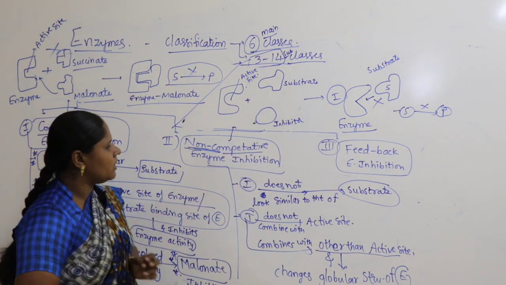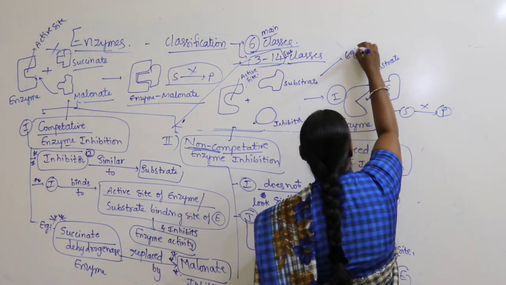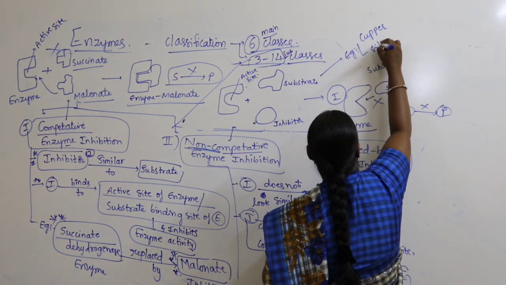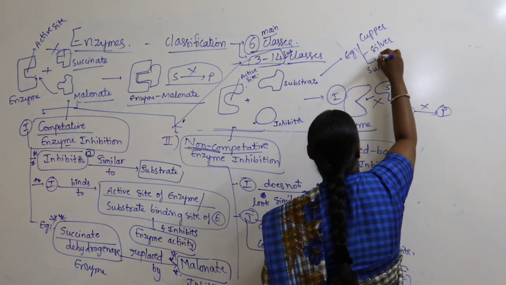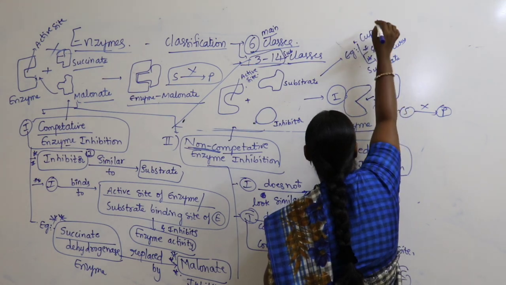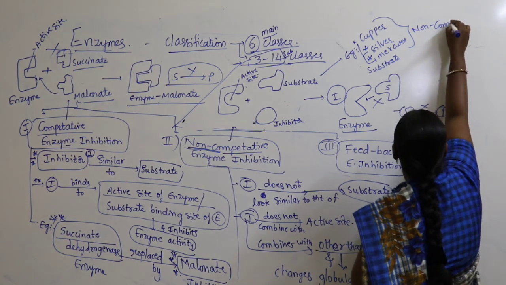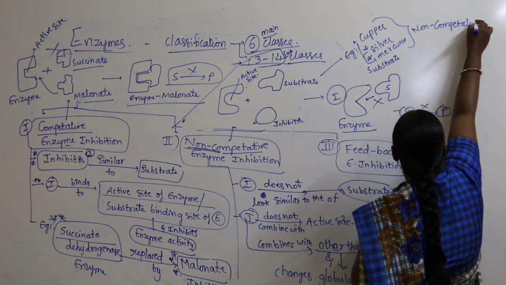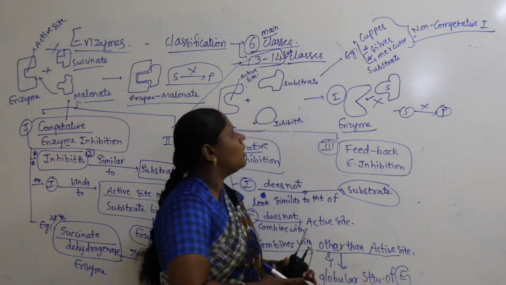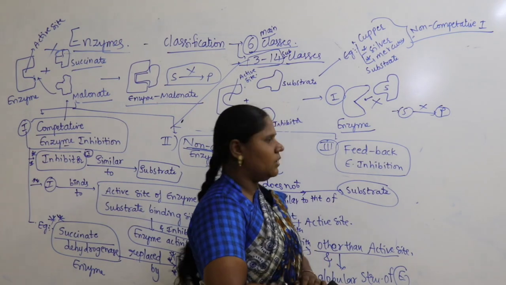So here you can take some examples. Now I am writing here. Examples like copper and silver, along with that even mercury. These are the compounds which act as non-competitive inhibitors. Copper, silver, mercury act as non-competitive inhibitors.